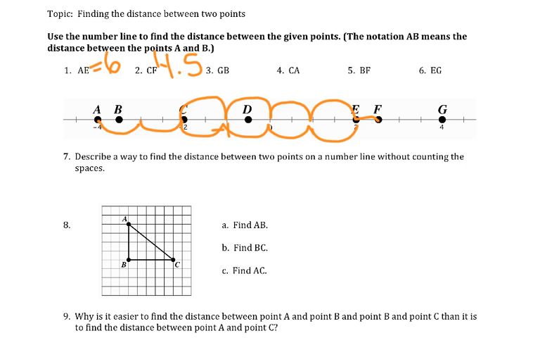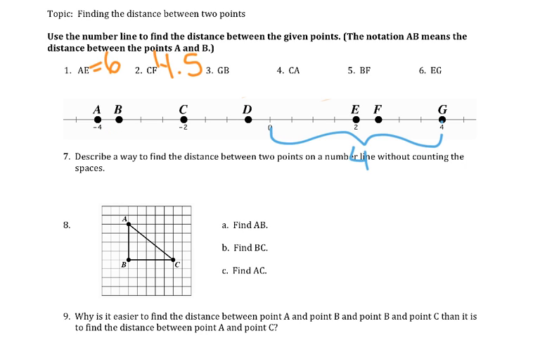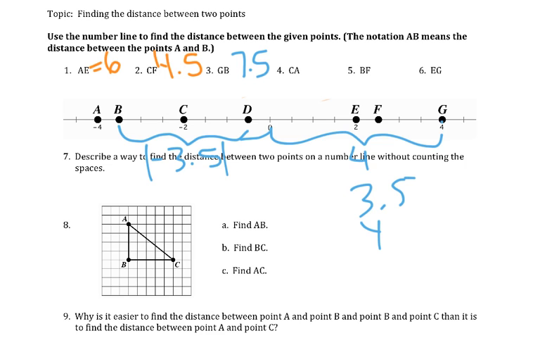For GB, okay, now we could also look and say, well, that's 4, and that distance right there is going to be negative 3.5. But if we think about distance as the absolute value, so of just positive numbers, 3.5 plus 4 would give us 7.5. Okay, we could count that to double check. 1, 2, 3, 4, 5, 6, 7 and a half.